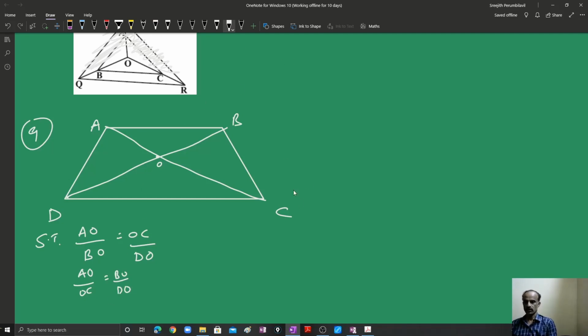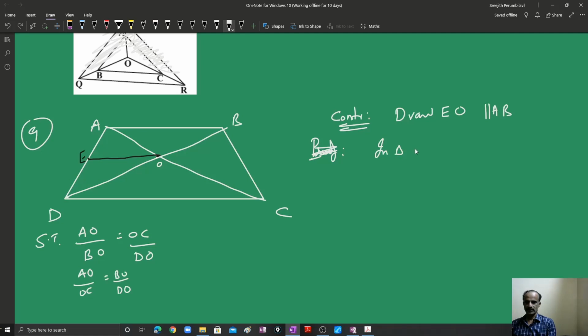So let us go for the construction part. In this, we will do a small construction. We will draw a line EO. Draw line EO parallel to AB. Right. Now proof part or solution part. It is asked to prove, not a theorem, so I am just writing solution part.